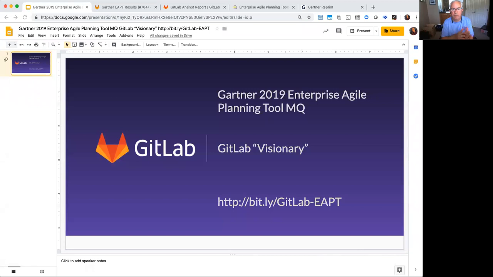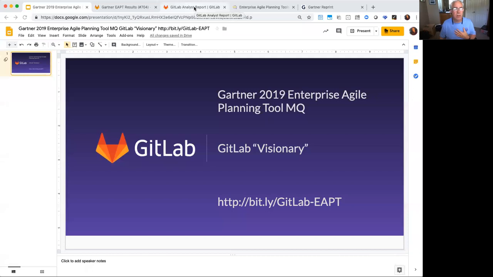We want to talk a little bit about the results that were recently published from Gartner when they researched and produced a Magic Quadrant looking at enterprise agile planning tools for 2019. Awesome results. GitLab, they view us as a visionary in the report. If you want to download the report, the link on this screen will take you to a page where you can download it and read it in full, which may be useful if you're trying to analyze what Gartner had to say in their view of the market.